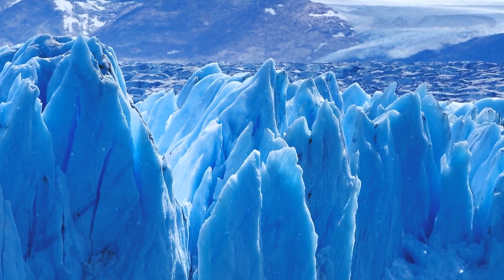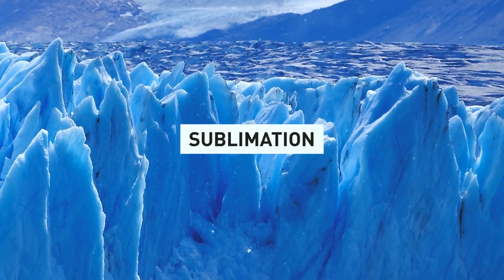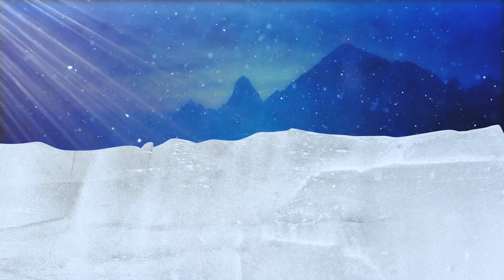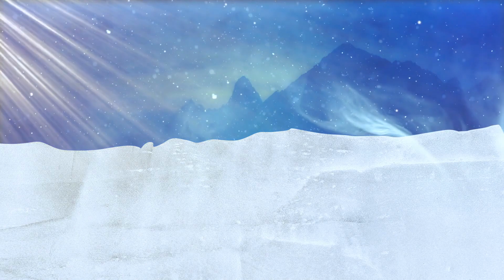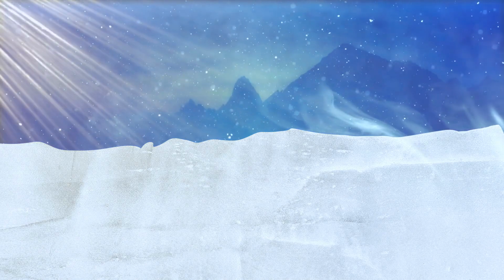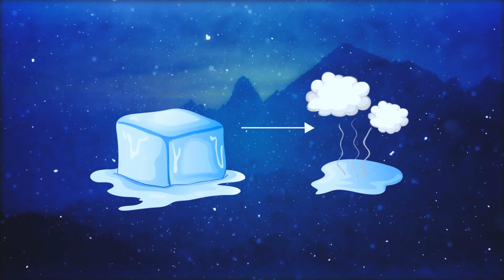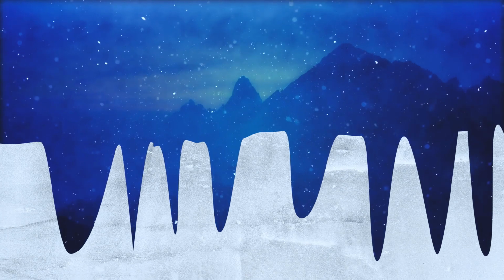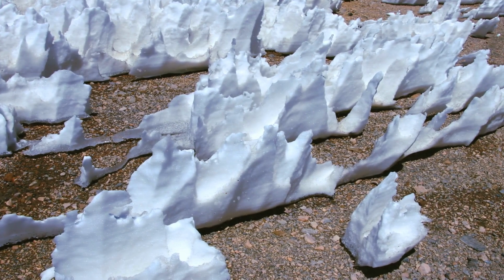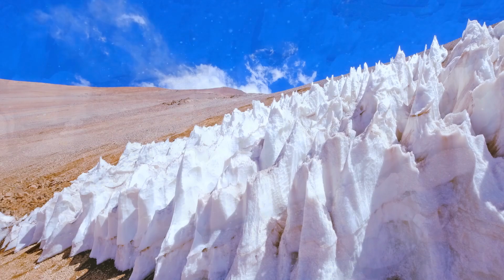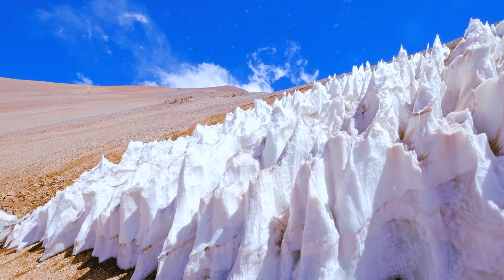Such jagged structures form due to the process called sublimation. It's a bit similar to melting, but in this case, the sun turns the snow directly into vapor without melting it first. In other words, the ice skips the liquid stage and goes from its solid form to gas. Curved areas of the surface heat up and sublimate faster than others, forming dents. That's how penitentes get formed, and that's why they lean in the direction of the sun's rays.